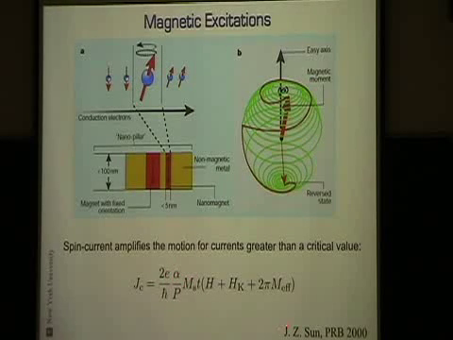If the damping is very large, the critical current is very large. If there's no polarization, the critical current is infinite. So it depends on having a spin current. And then this you can think of as the frequency of precession. This is essentially the frequency of precession of the magnetization. This times gamma would be the frequency of precession.